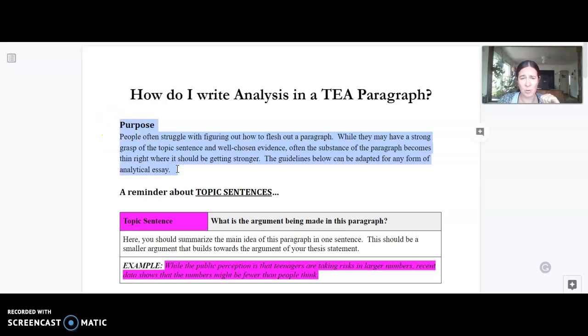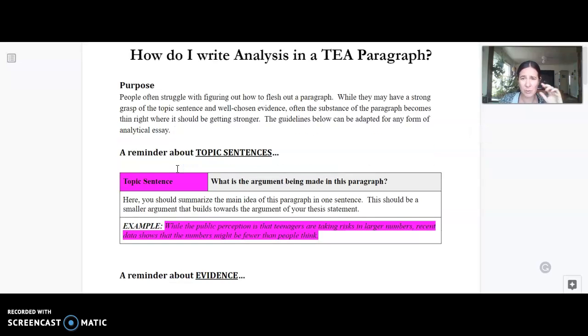People often struggle with figuring out how to flesh out a paragraph. While they may have a strong grasp of the topic sentence and a well-chosen piece of evidence, often the substance of the paragraph becomes thin, right where it should be getting stronger. The guidelines below could be adapted and used in any type of analytical essay.